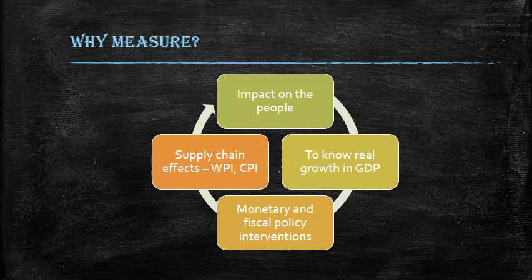The government undertakes a lot of fiscal and monetary interventions to improve the state of the economy or to control inflation, and all those interventions again depend on what the inflation number is right now. So for that we need to measure inflation. Also, we learn about WPI and CPI, which actually show you the effects on the supply chain. So how are the wholesalers getting impacted? How are the consumers getting impacted? So to understand that also, we need various measures of inflation.